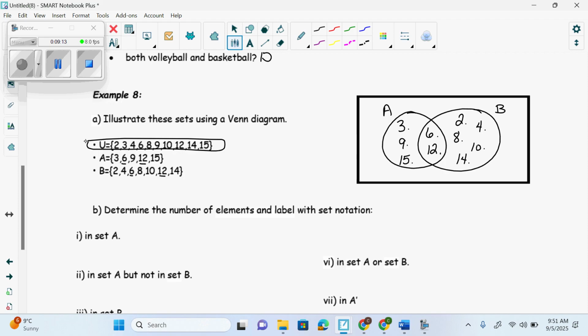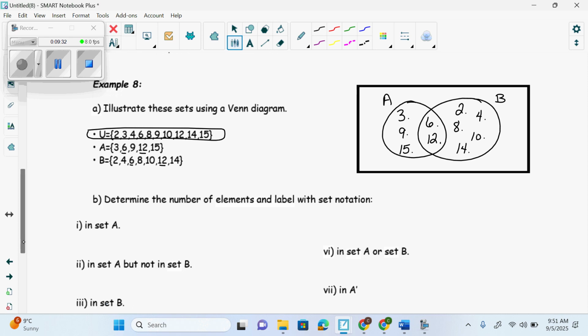If this was telling how many elements there were, this one would have a 3 in it, this would have a 2 in it, this would have a 5 in it, and this would have a 0, right? If we were actually just counting elements. Make sense? Okay.